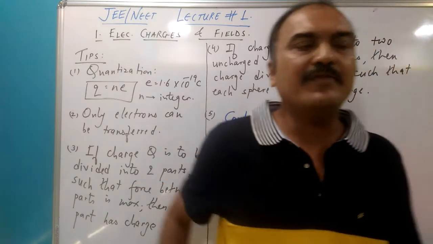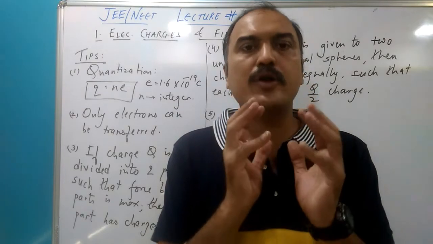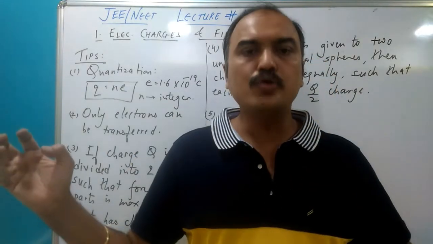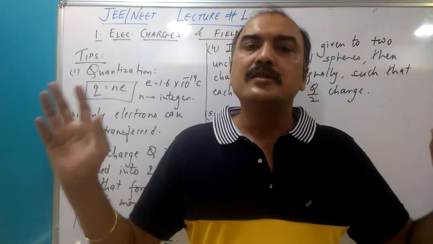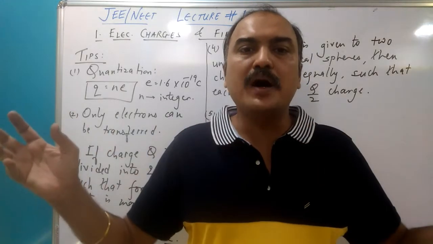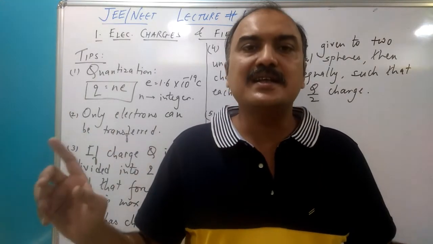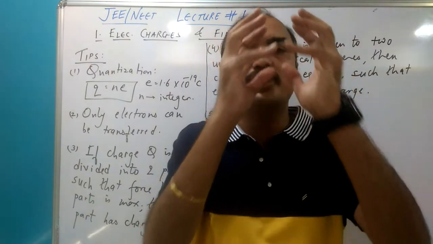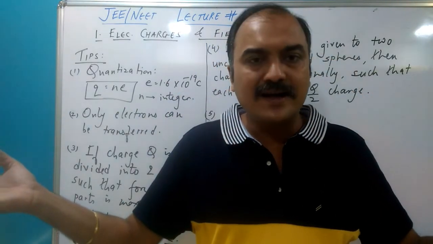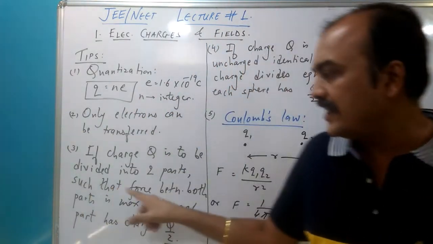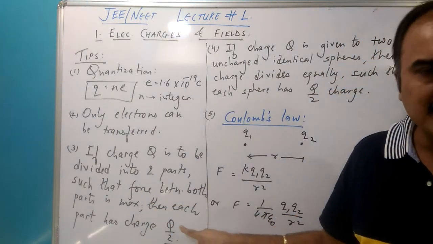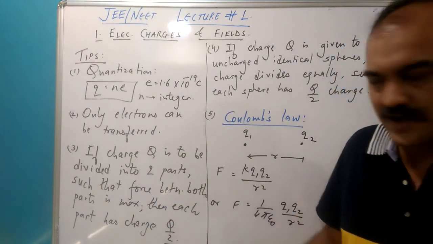Third, this is called maximum charge transfer theorem. It says if I have one body of charge Q, and I have to divide it into two parts such that the force between these two parts is maximum, then this can happen only if this charge Q is equally divided. That is, each part is Q by 2. This is called maximum charge transfer theorem.